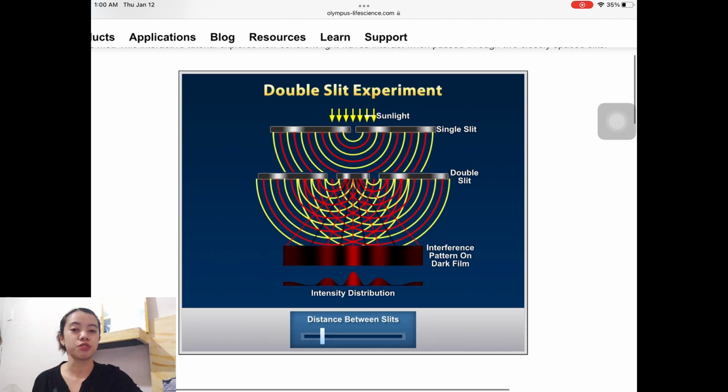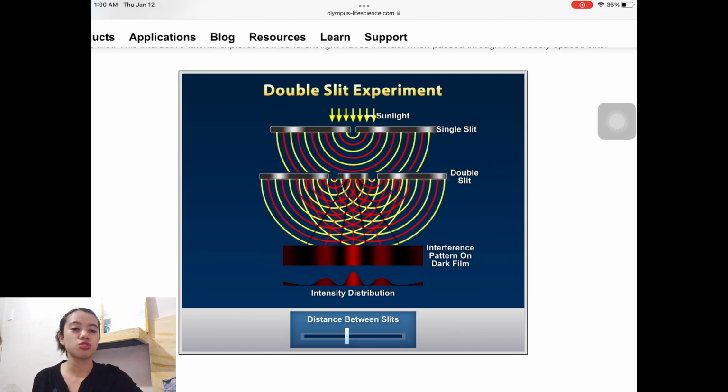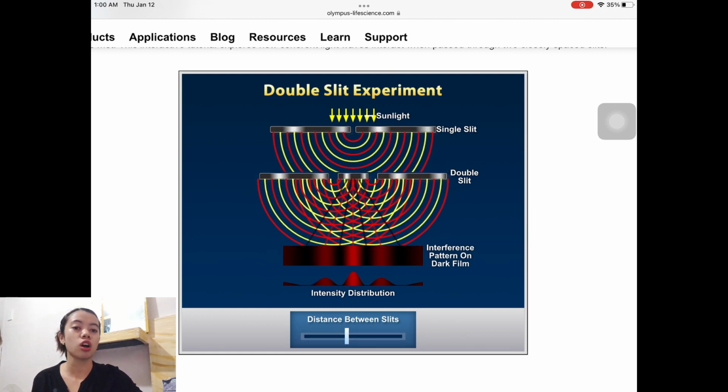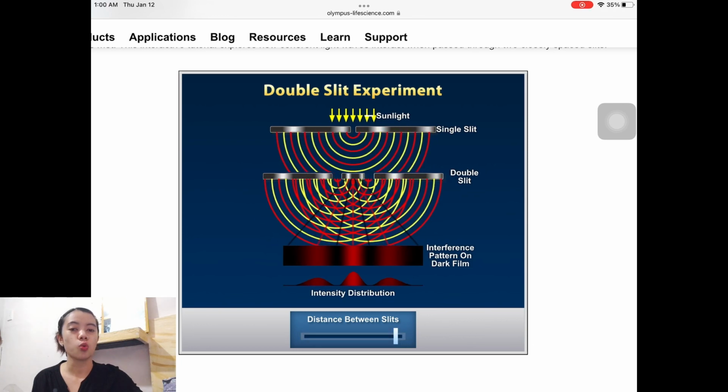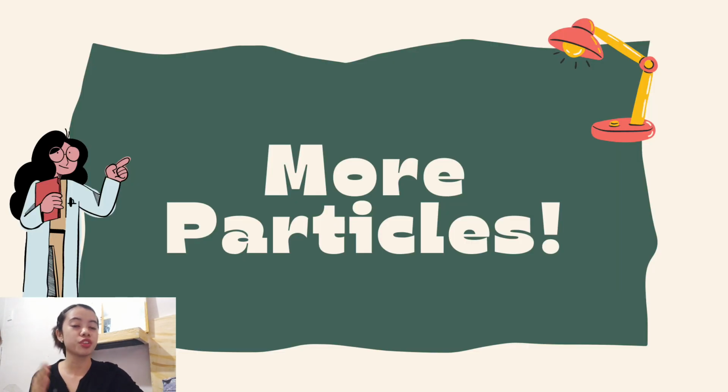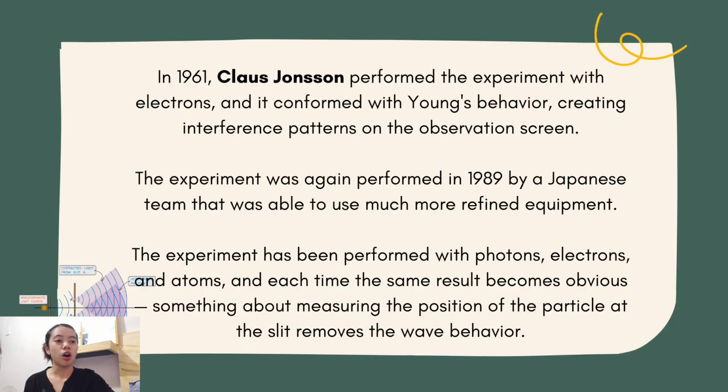Young coined the term interference fringes to describe the bands and realized that these color bands could only be produced if light were acting like a wave. Over the years, the experiment has been conducted in a number of different ways. Jönsson performed the experiment with electrons, and it conformed with Young's behavior and created an interference pattern on the observation screen. Jönsson's version of the experiment was voted the most beautiful experiment by Physics World in the year 2002.